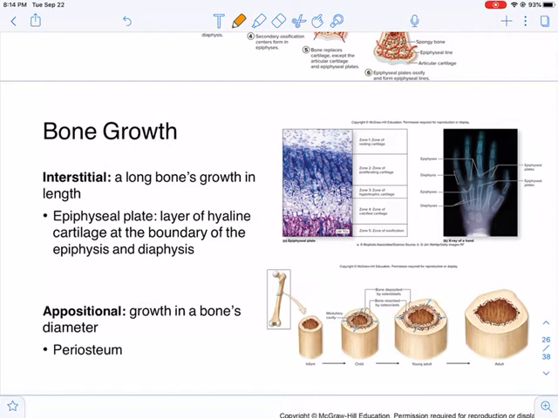As far as bone growth and getting taller, there's a couple of different ways. Interstitial growth is when you want the bone to grow in length. So that inter means inside. So this is when we're going to use the epiphyseal plate. And it's just a layer of cartilage, and you're usually going to find it at the boundary of the epiphysis, the end, and the diaphysis, the shaft.